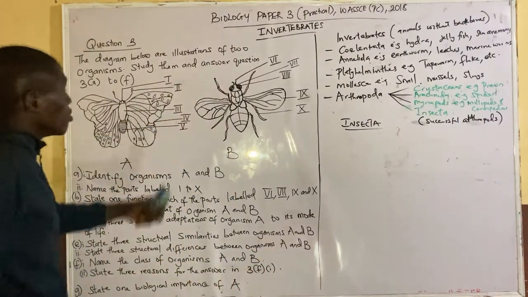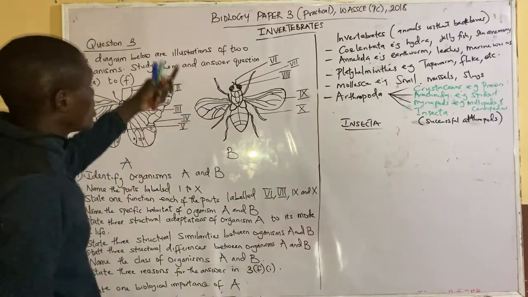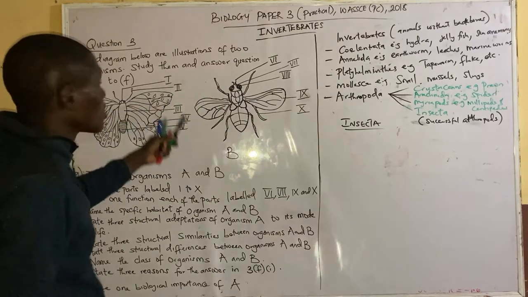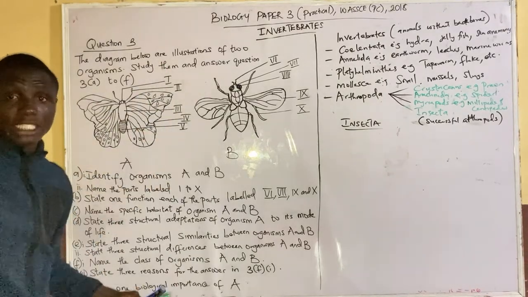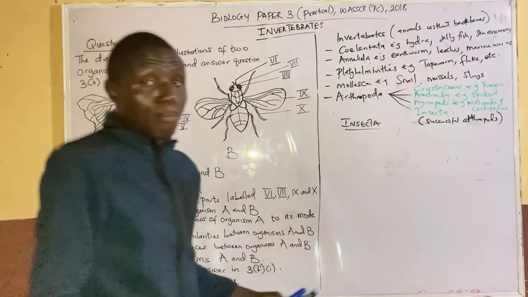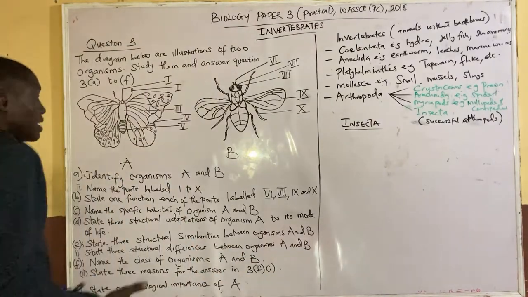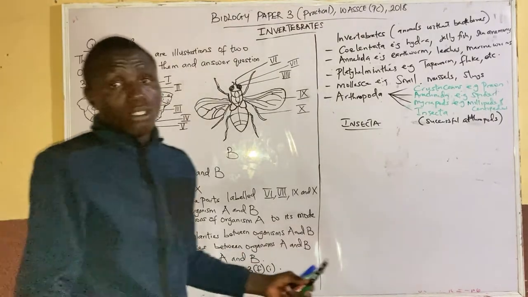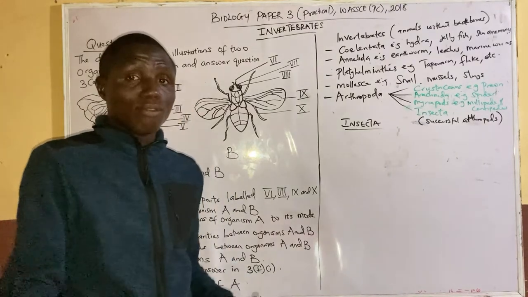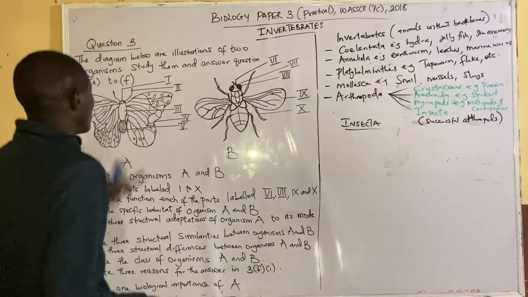So they have an abdomen, thorax and the head as body parts. They have 3 pairs of jointed legs. They have a pair of antennae. They have wings. Not all have wings, but some of them have wings, which are attached to the thorax.